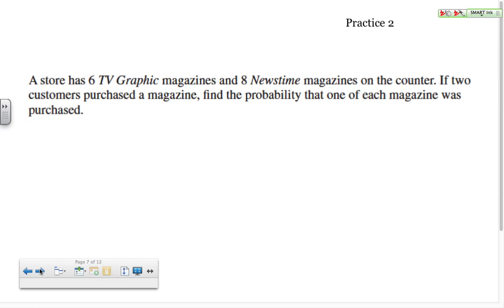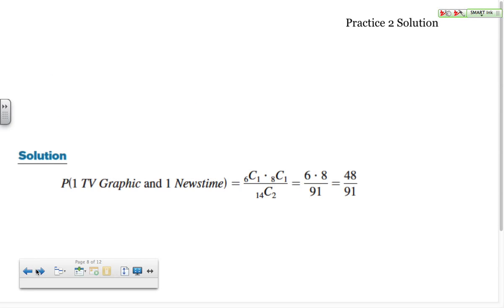All right, there's your practice problem number 2. Here's your solution.